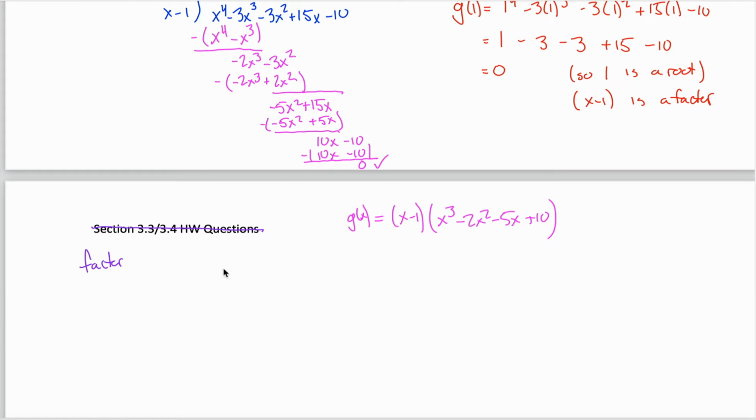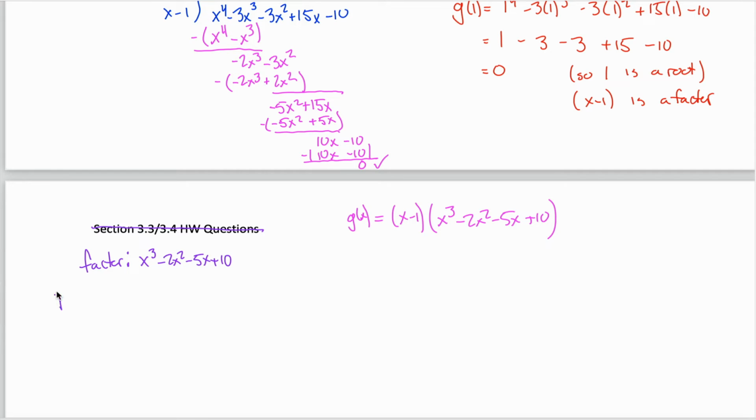We want to continue to factor this third degree polynomial, so pretend the original problem was x cubed minus 2x squared minus 5x plus 10. Let's see if we can factor this thing, and then we can replace these parentheses with the factorization that we come up with. How would you factor this thing?